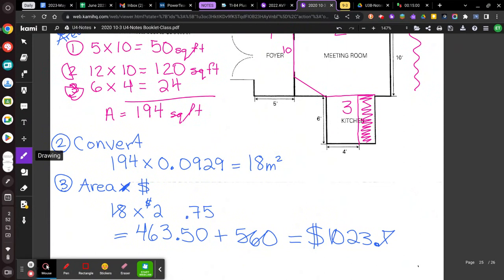Okay, this concludes lesson 4 in unit 4.